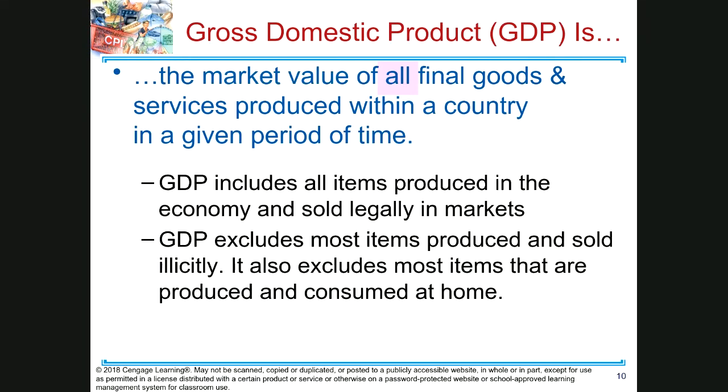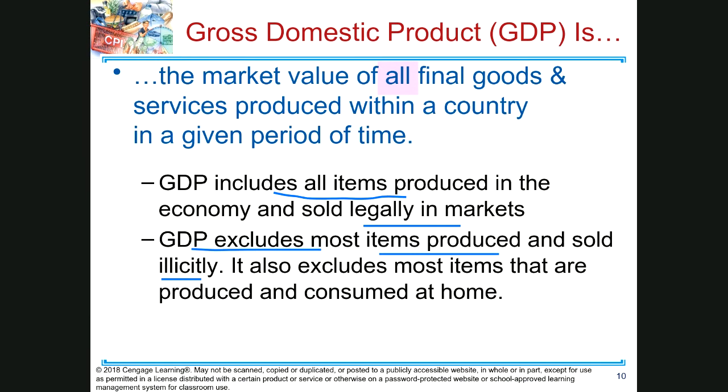All the market value of all the goods. GDP includes all the items produced in the economy sold legally in the market. Again, if it doesn't come to the market, GDP doesn't capture it, right? It excludes most items produced and sold illicitly because it doesn't capture it illegally.